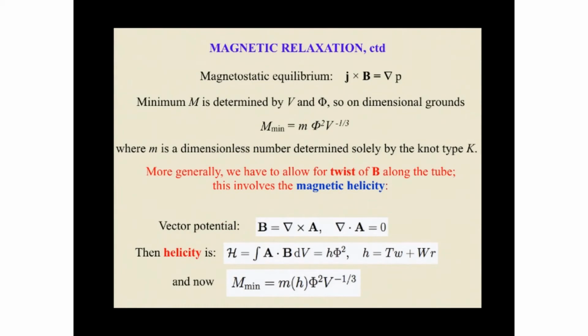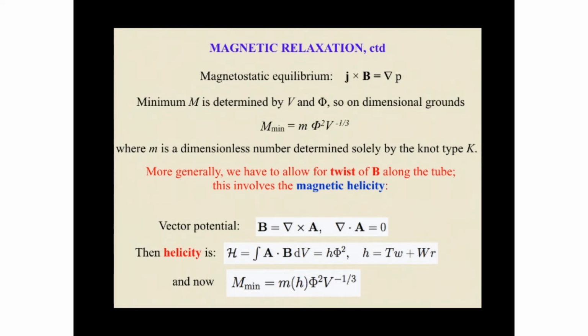So you get to this state of affairs. Minimum energy determined by V and phi, so on dimensional grounds, M minimum is M phi squared V to the minus 1/3. M is a dimensionless number determined solely by the knot type K. But more generally, we have to allow for twist of B along the tube involving magnetic helicity.